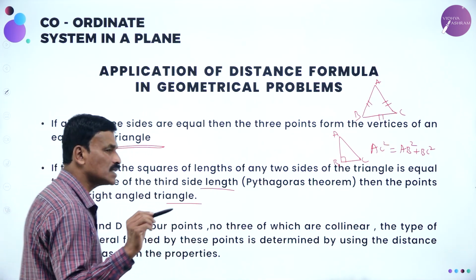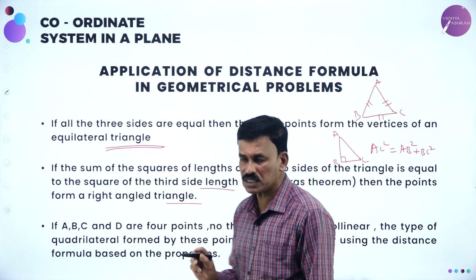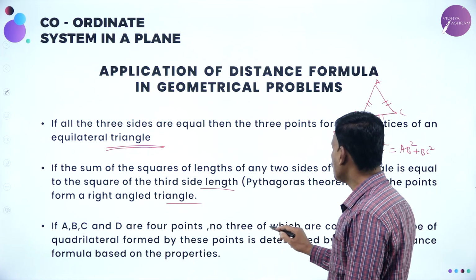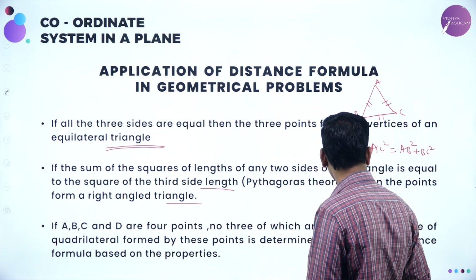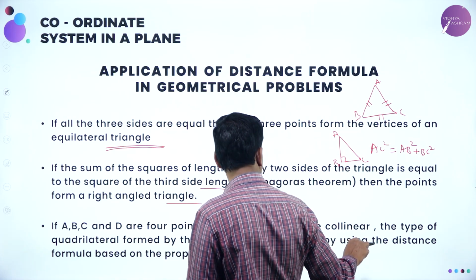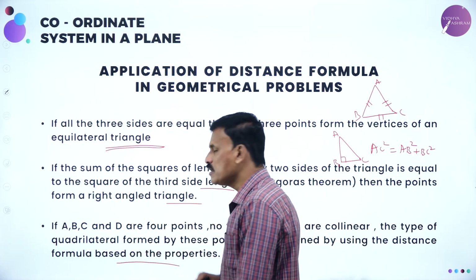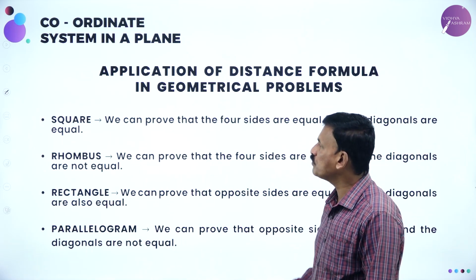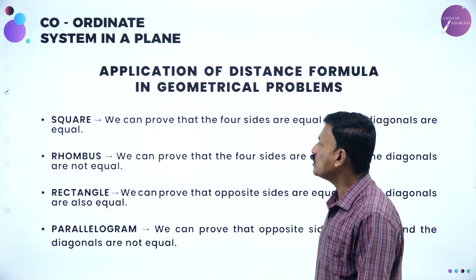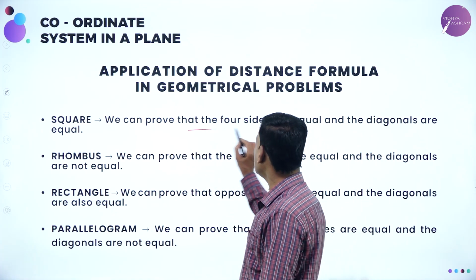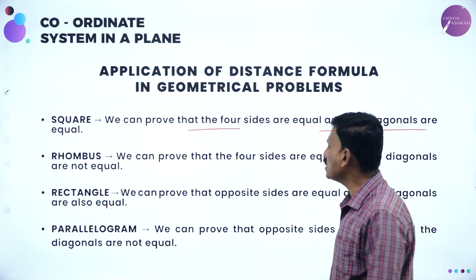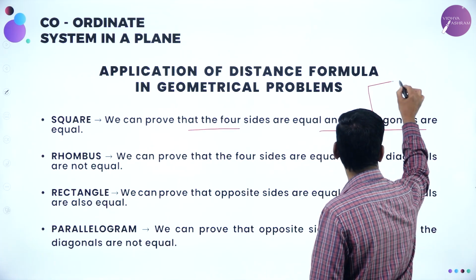Now, let us consider 4 points. What are the 4 points? A, B, C, D are the 4 points, and no 3 of which are collinear. Then the type of quadrilateral formed by these points is determined by using the distance formula based on the properties. For any 4 points: square, rhombus, rectangle and parallelogram. What is a square? We can prove that the 4 sides are equal and the diagonals are equal. If all the sides are equal and the diagonals are equal, then it is called a square.